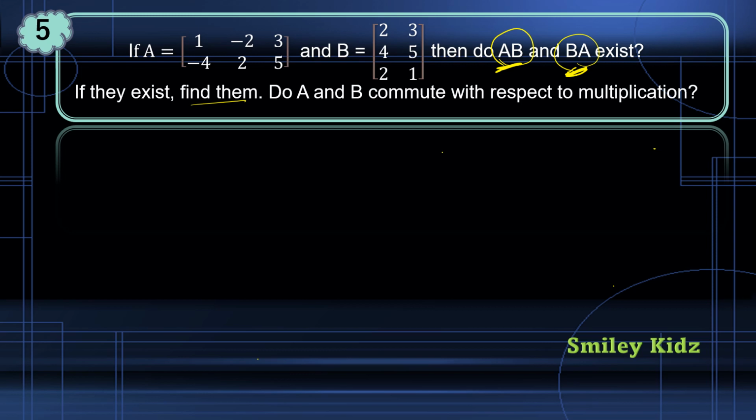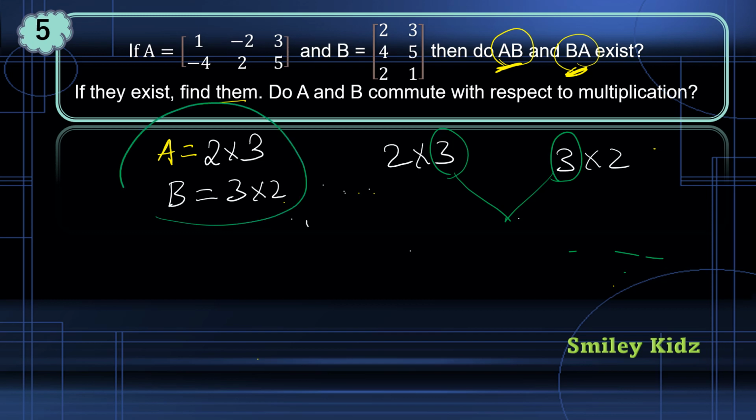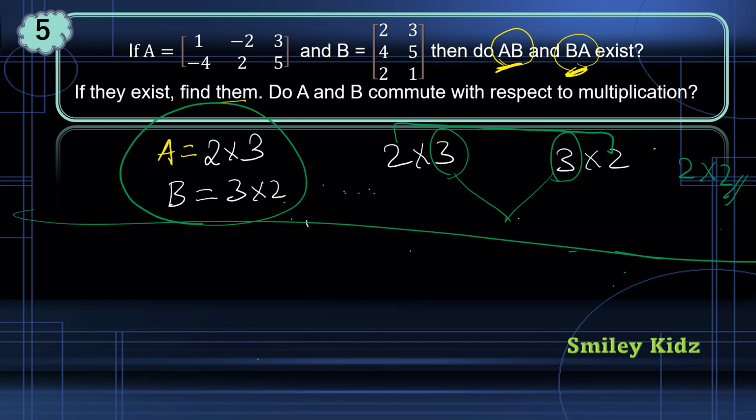What is the order of A? The order of A is 2 into 3, rows into columns, isn't it? So 2 into 3 will be the order of A. Then what is the order of B? The order of B is 3 into 2. Now 2 into 3, 3 into 2. If you look at their interiors, aren't they the same? They are the same, so multiplication of AB will be possible, and their output order will be 2 by 2. Fine, that is about AB.